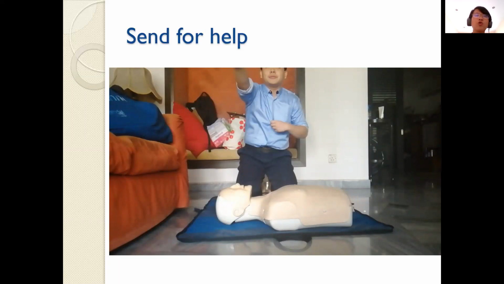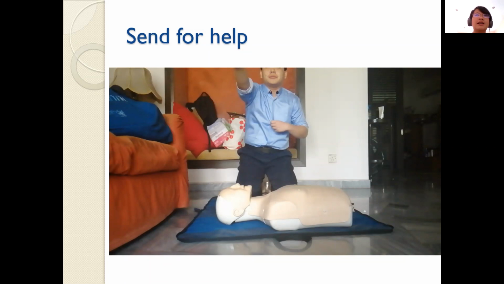Okay, because you need to know the status of the ambulance, the ETA, for example, the estimated time of arrival of the ambulance. You want to know whether the AED is available. So if you send someone to get the AED, but he never returns, you never get an AED. So you never get to do early defibrillation. Okay, so when sending for an AED, you make sure the person comes back to you.